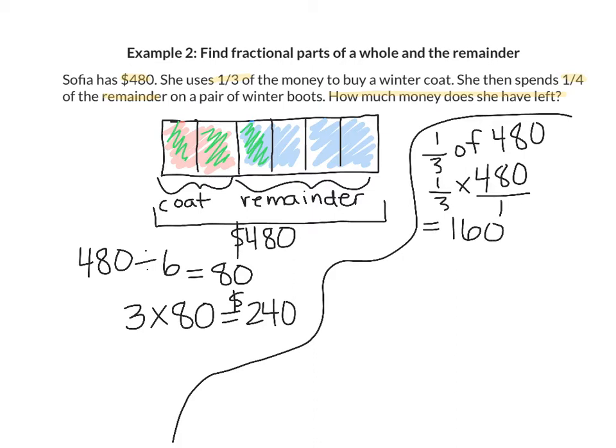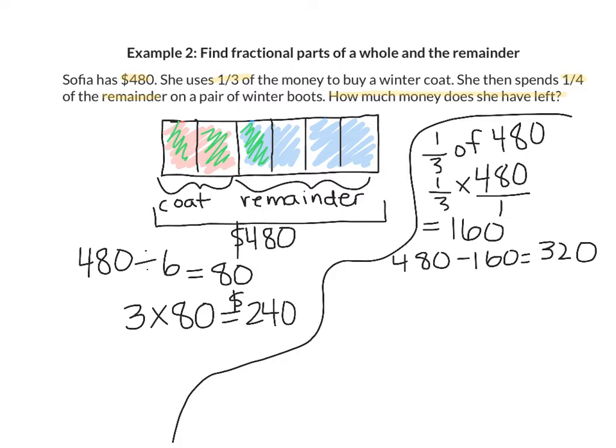We need to figure out what the remainder is to figure out how much she spent on the winter boots. So we're going to take our total, 480, and subtract 160, which gives us 320. So our remainder is equal to $320.